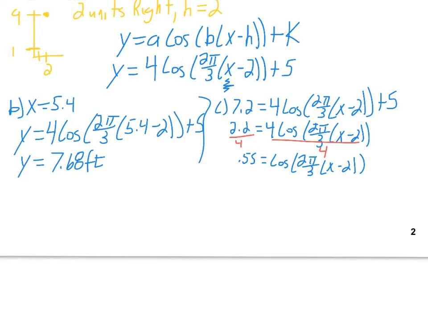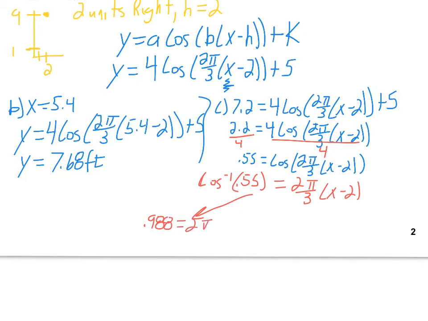So if I take the inverse cosine of 0.55, that's going to have to equal 2 pi over 3 times (x minus 2). And the inverse cosine of 0.55 is 0.988. So I have over here 0.988 equaling 2 pi over 3 times (x minus 2). But remember, there's two solutions.